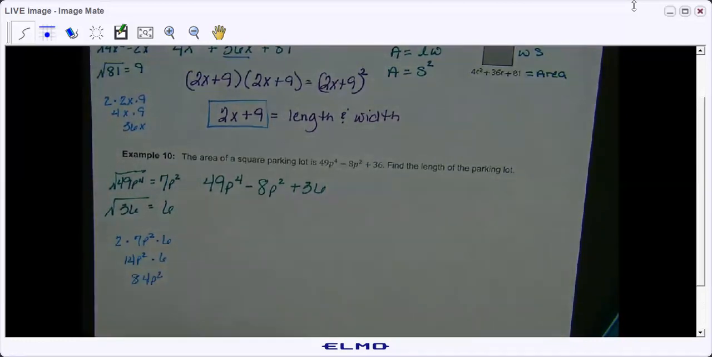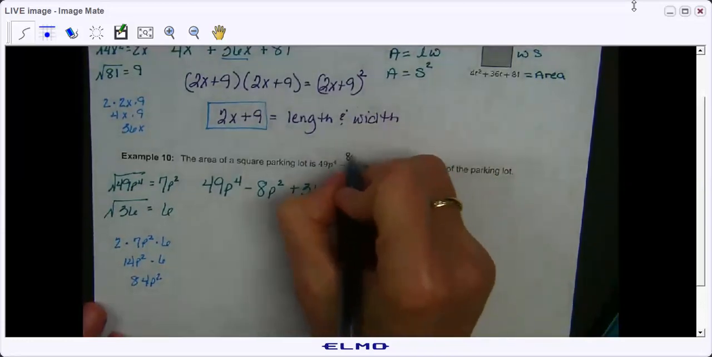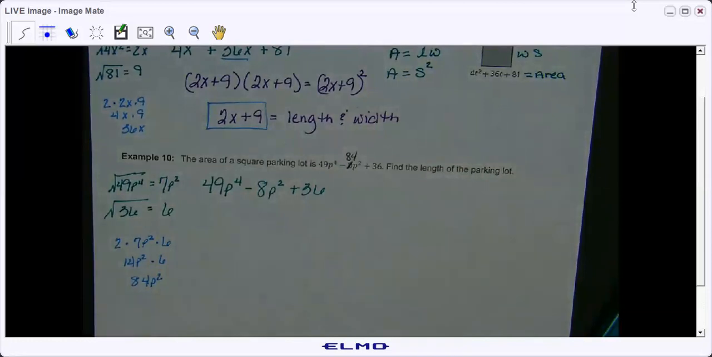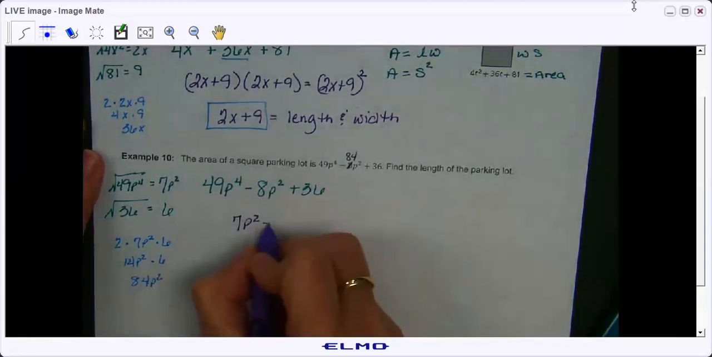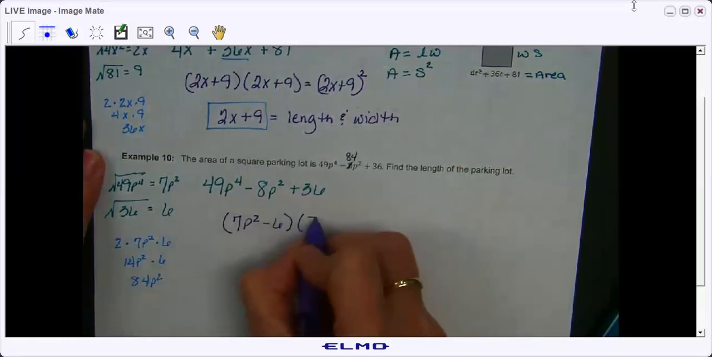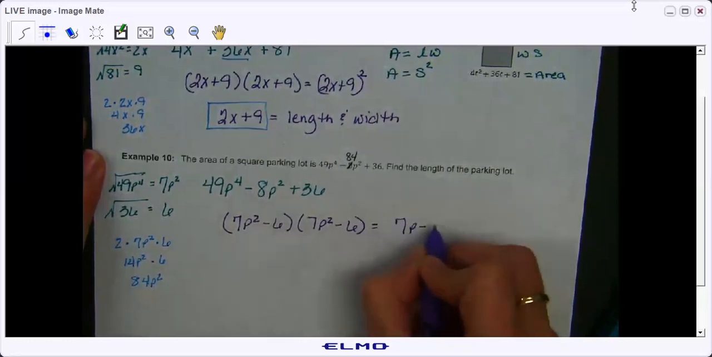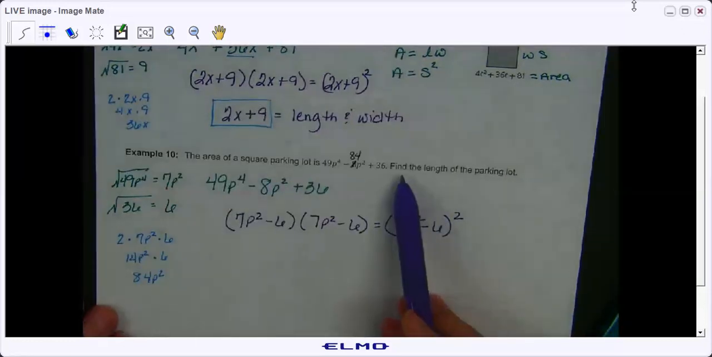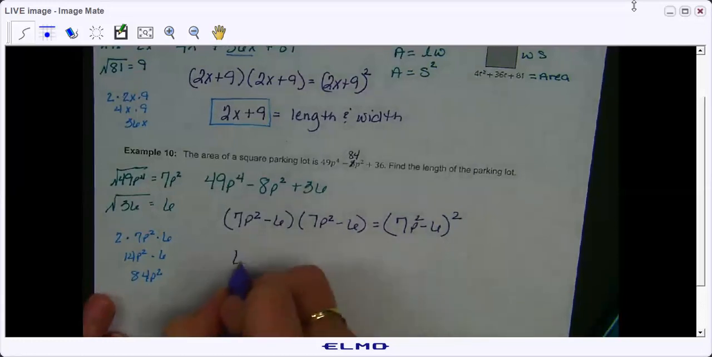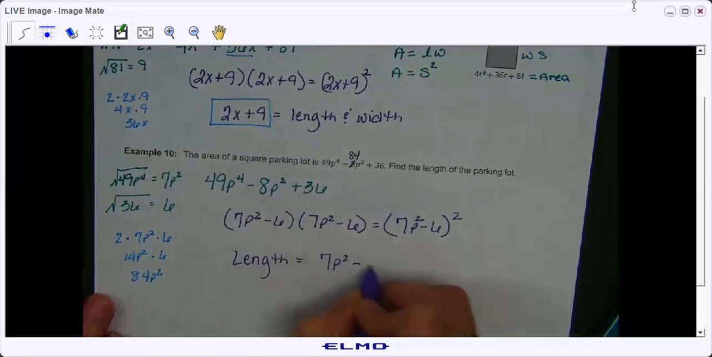And 14p squared times 6 is 84p squared. Okay, I forgot. There was a mistake in this. This should be an 84. Okay, so change that to an 84. All right, so the way that we would write this would be 7p squared minus 6 times 7p squared minus 6, which equals 7p squared minus 6 squared. But let's see what they're asking for. It says find the length. Okay, well, the length equals 7p squared minus 6.